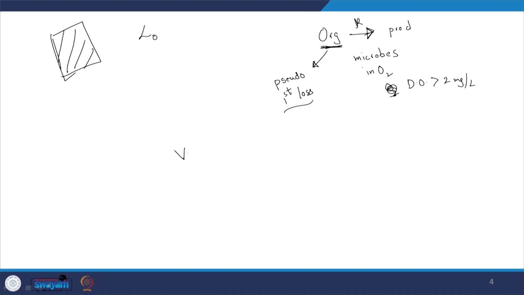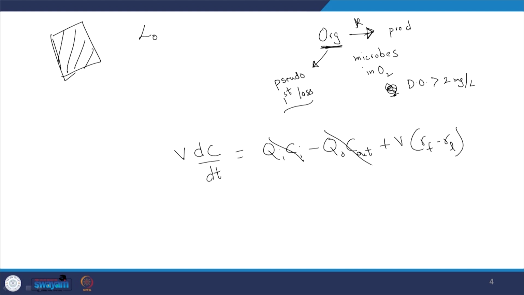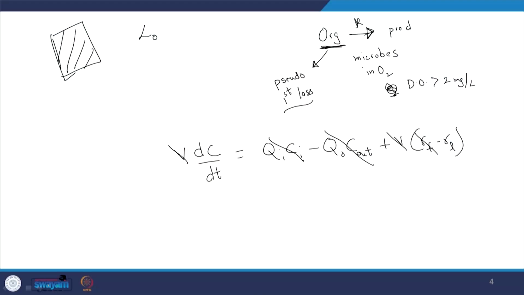What is the mass balance equation? V dC by dt is equal to mass coming in, Q in C in, minus mass going out, Q out C out, plus volume into rate of formation minus rate of loss. Here it is a batch system, so no mass coming in and no mass going out, and volume cancels out. Also here organics are not being produced, as in the waste in that particular sample is only being degraded or being lost, it is not being formed. So, rate of formation is 0.